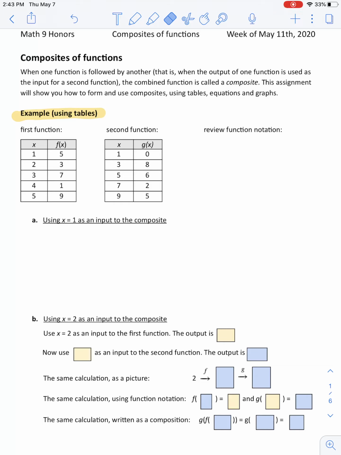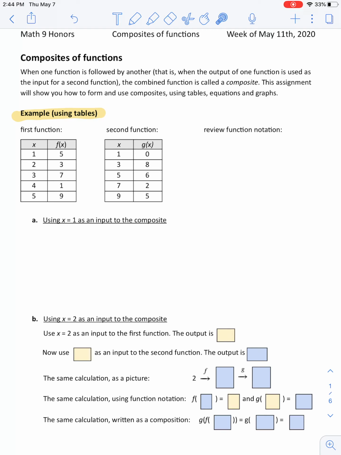Hi everyone. This video is meant to supplement your packet for the week of May 11th on composites of functions. I'm going to start on page 1 and we're going to review function notation first before we even talk about what it means to be a composite function.